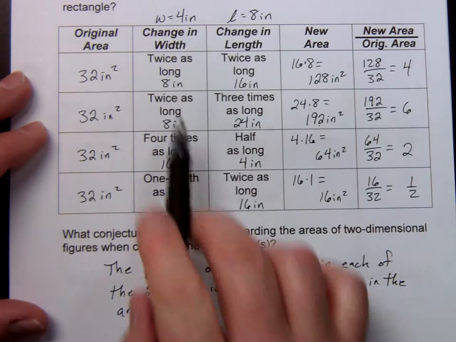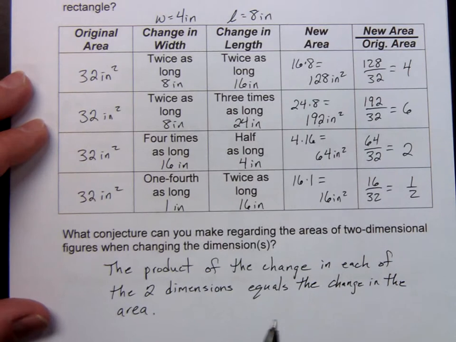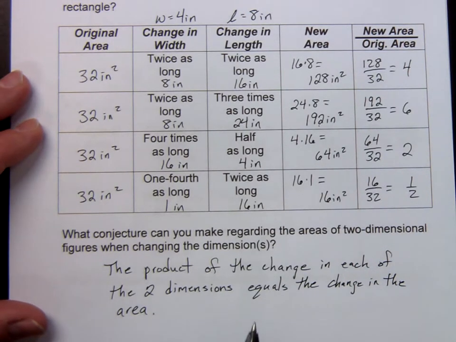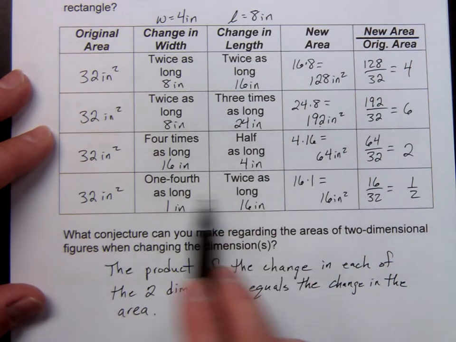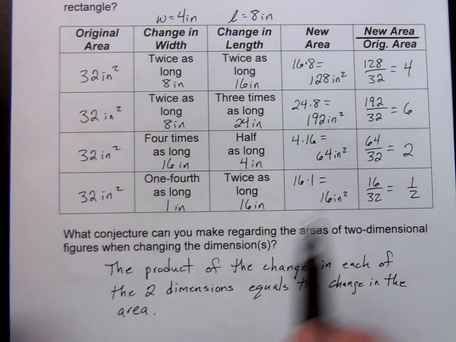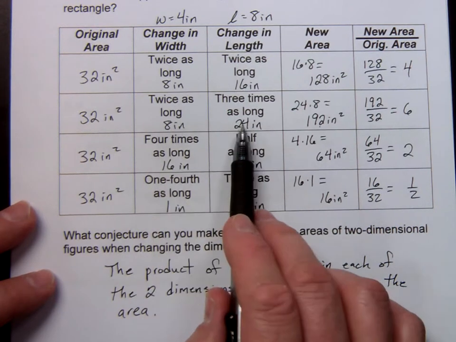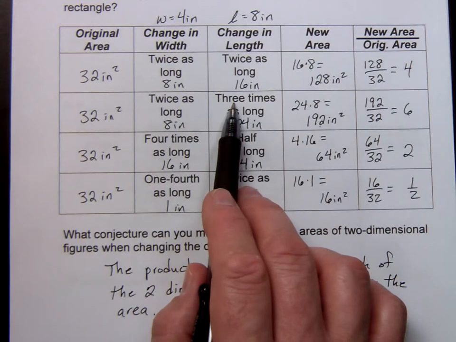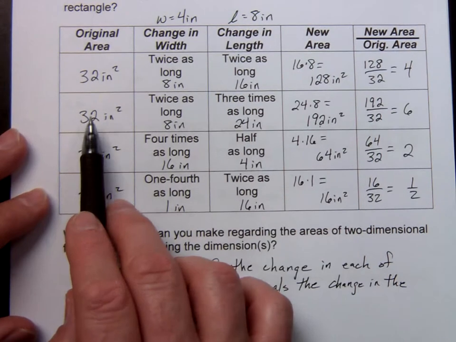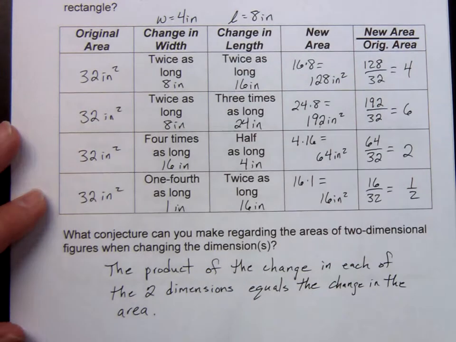So we just take the changes in each of the two dimensions, multiply them, and that tells us what the change in the area is going to be. So now that we know this, we don't have to go through this full process every time. Next time, if it says we're going to multiply the width by 2 and multiply the length by 3, I'm just going to say 2 times 3 is 6. I know the area is going to be 6 times larger, and I'll just take 32 and multiply it by 6, and that'll give me the new area of 192.